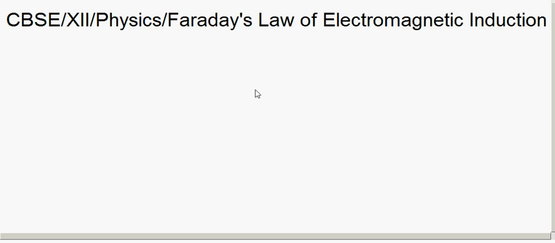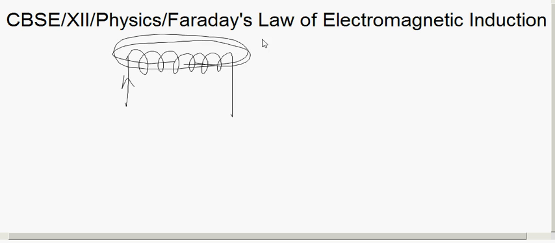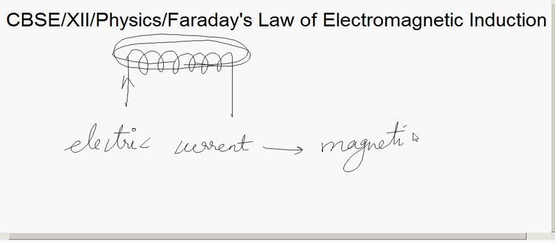So, we have studied that when an electric current passes through a conductor, for example a solenoid, it sets up a magnetic field. That means we can convert electric energy to magnetic energy. Electric current passing through a conductor produces a magnetic field around the conductor. Therefore, we can say that magnetism can be created by means of electric current.